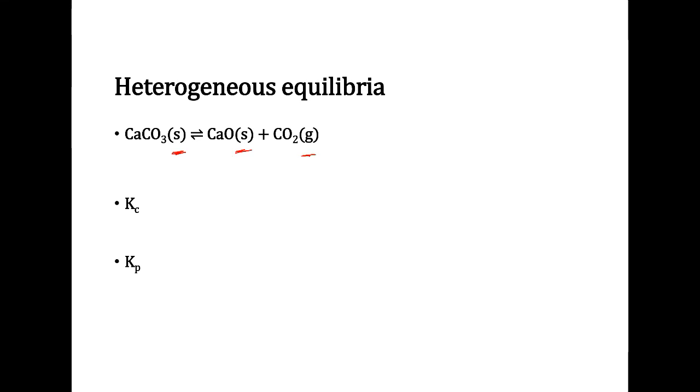If you recall, whenever we're writing an equilibrium constant, we do not include solids or liquids. So the equilibrium constant with respect to concentration would just be equal to the concentration of CO2 here. If we were looking at the equilibrium constant with respect to pressure, it would just be the partial pressure of CO2. And if there was a coefficient in front, then we would also put that in the exponent in our equilibrium expression.